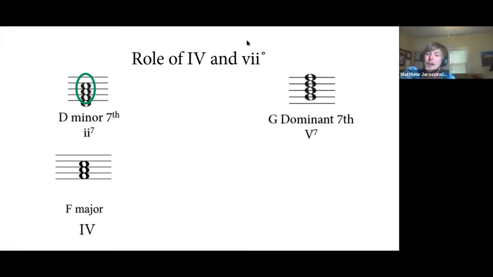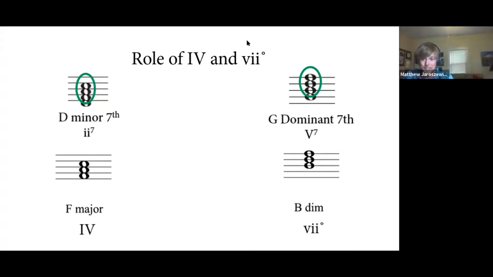The same goes for the G dominant 7th and the B diminished triad. Look at the top 3 notes of G dominant 7th. They are literally a B diminished chord, B, D, F. You just take away the root. Same thing. As a result of them having the exact same notes, they can occupy a similar role in the harmonic structure. Okay, any questions so far?